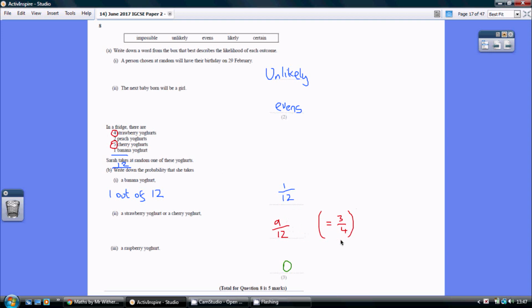Now you could have simplified that to 3/4, that would be fine, but the question didn't ask you to simplify your answer, so 9 out of 12 would still give you the mark. Now part 3, what's the probability of getting a raspberry yogurt? Well, there isn't any, so 0 chance of it happening, 0 probability.